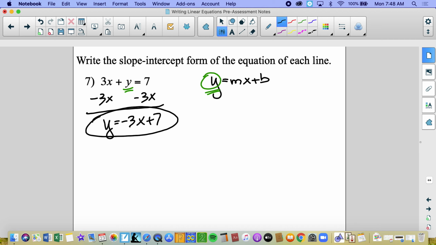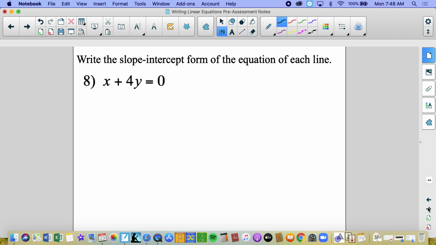We like these problems too. These are pretty good.